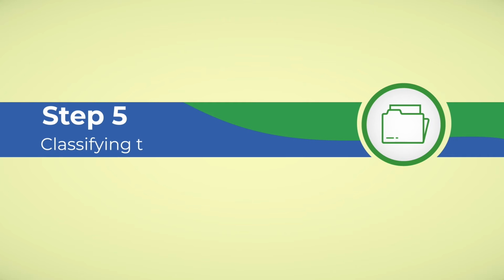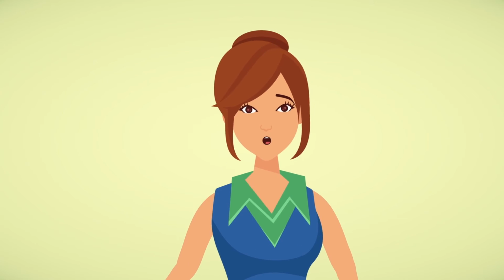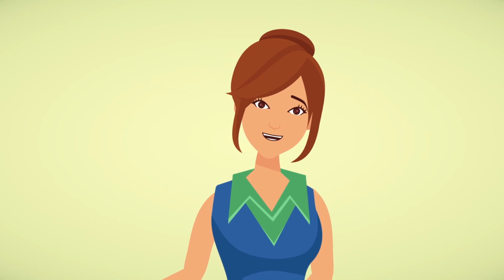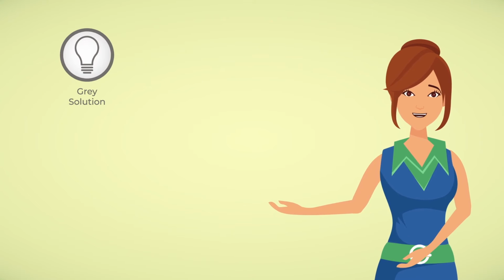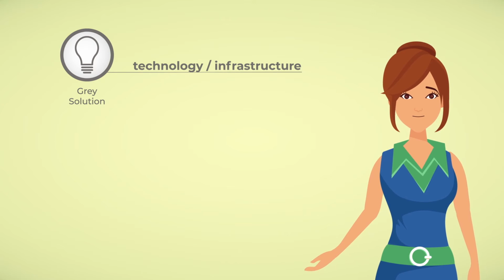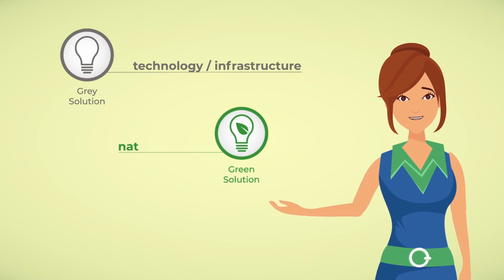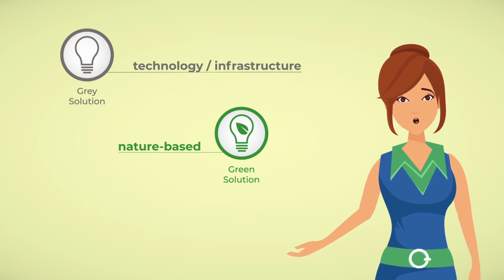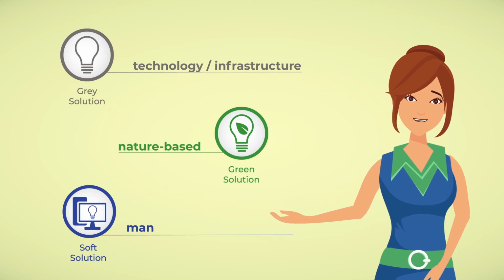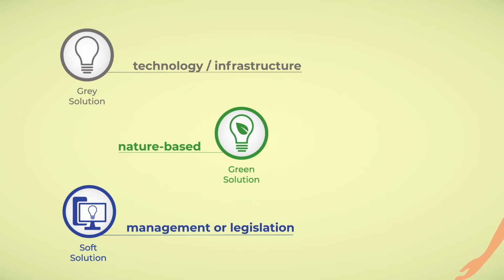Step 5. Classifying the adaptation measure. Once the group has identified the proposed solution, it is necessary to characterize it as follows. Grey, when the solution implies technological, infrastructural, and engineered actions. Green, when nature-based solutions or restoration of the environment are envisioned. Soft, when they incorporate management or legislative action.